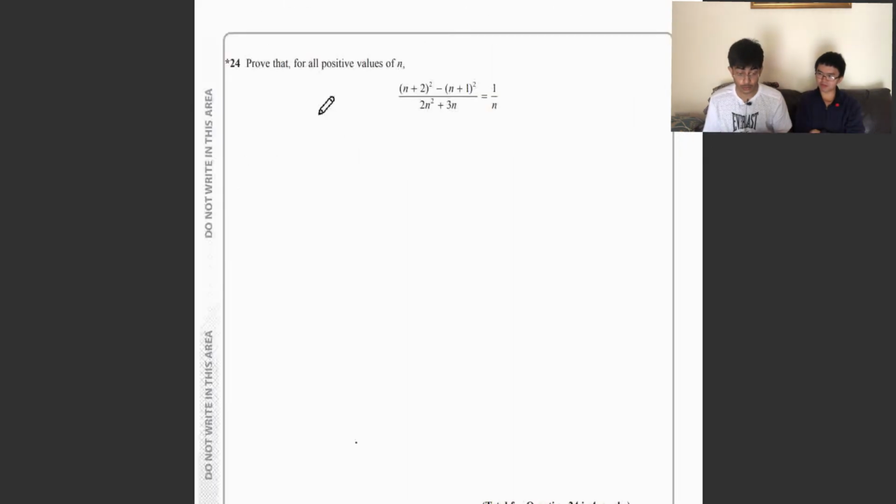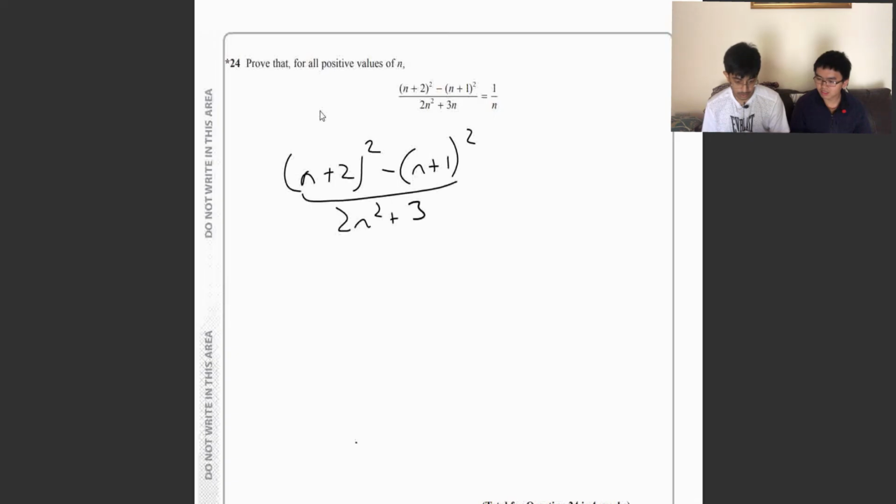Prove that for all positive values of n. So n is an element of, and that's probably wrong. Wait, so these are like integers, right? But this is all positive values, so even decimals and stuff. Oh, this is so annoying, there's no undo. You erased it. Okay, and then they just give you this. Yeah, so this is just your GCSE mindless algebra manipulation question.